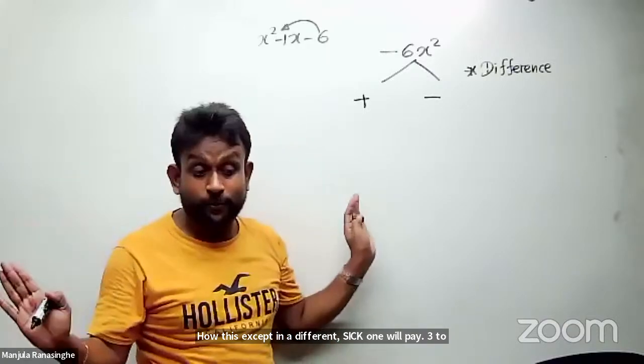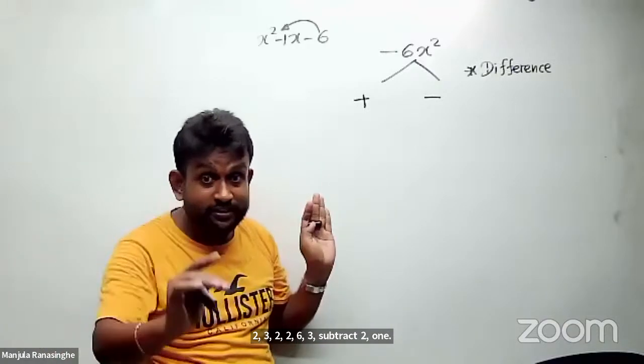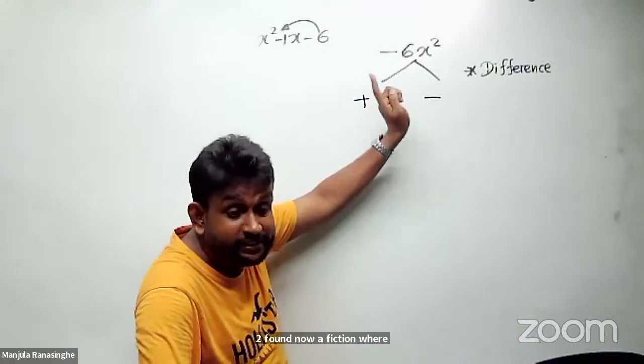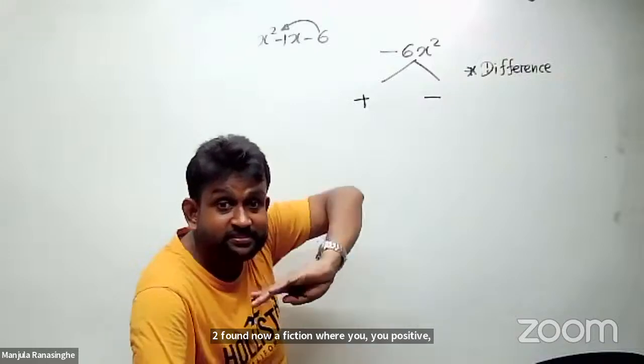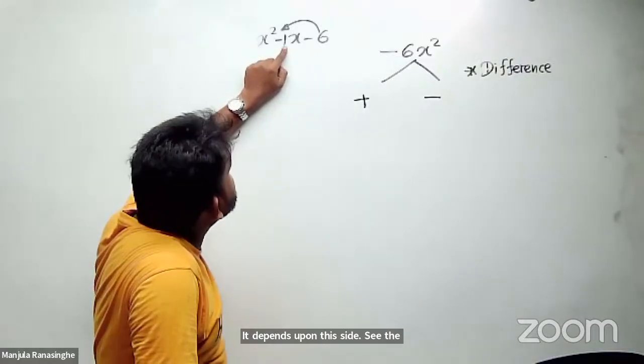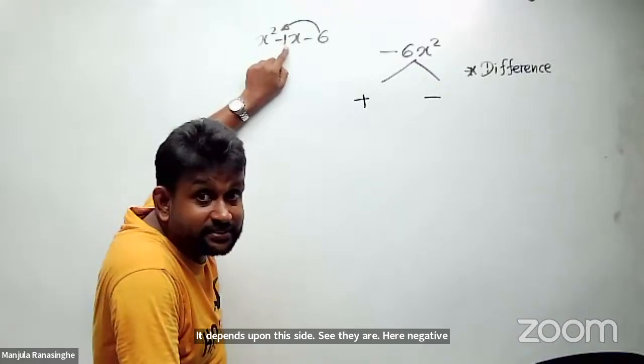Alright, 3, 2 found. Now a question where you give positive, where you give negative out of these 3 and 2. It depends upon this sign. See there. Here negative 1x to be the answer.